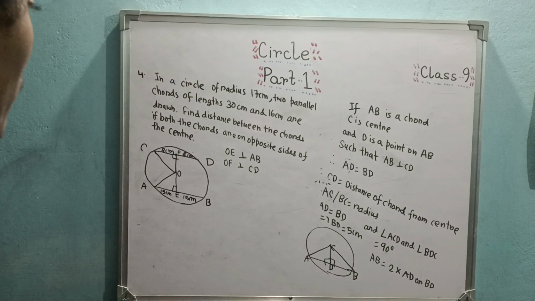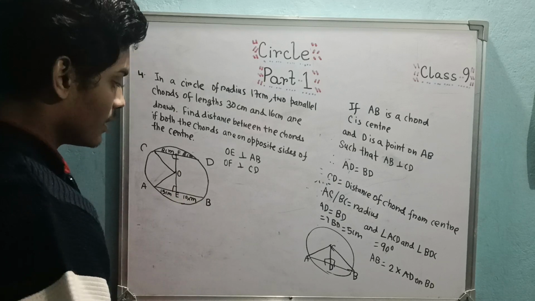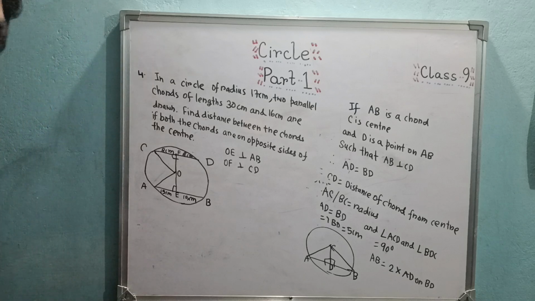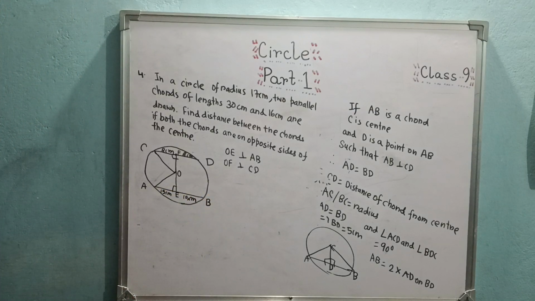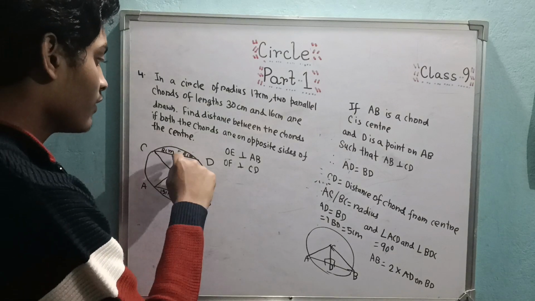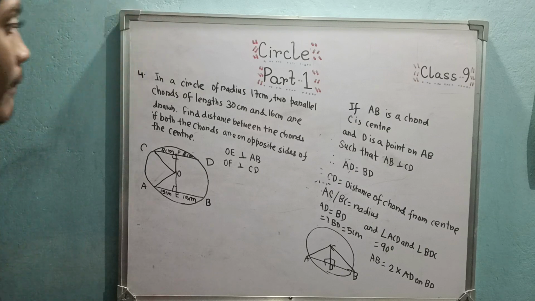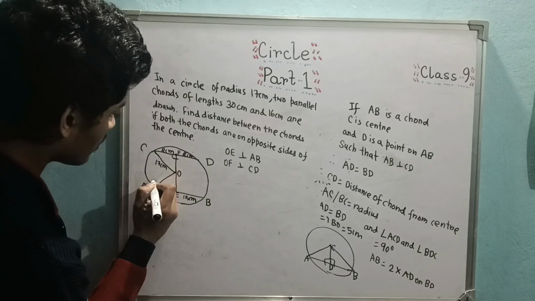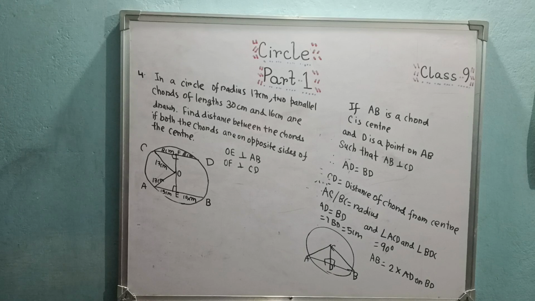See, why is it happening? Because we are taking a point E here such that OE is perpendicular to AB. Then OE divides AB into equal parts. Then 30 by 2, 15, again 15 each. Then here 16 by 2, 8, CF and FD, 8 each. Then we have that radius is 17 cm. So OC and OA are radius, so OC is 17 cm, OA is 17 cm.